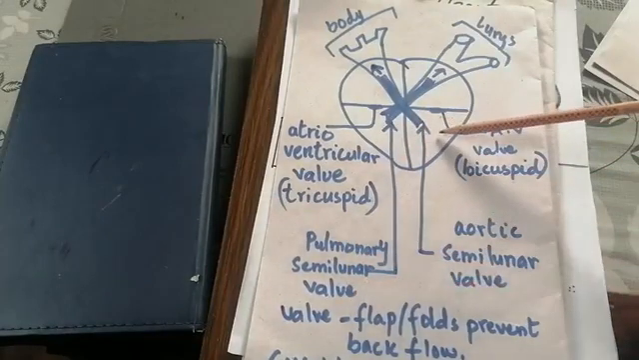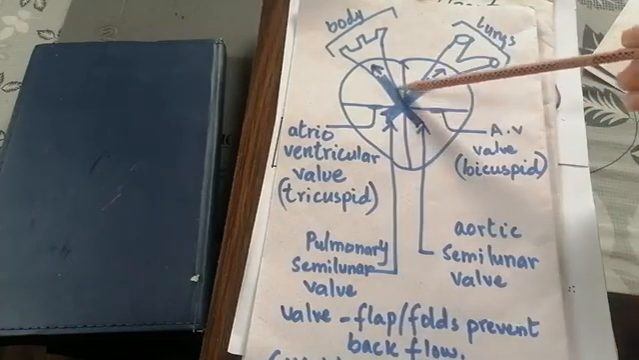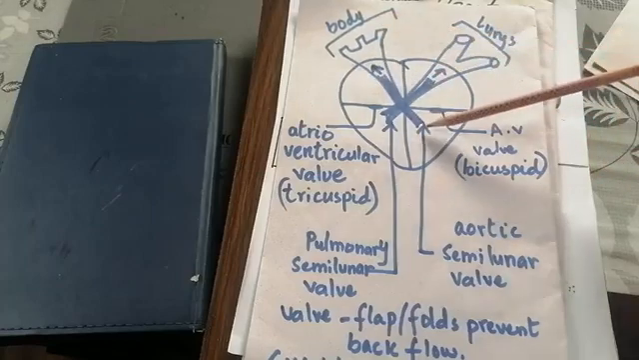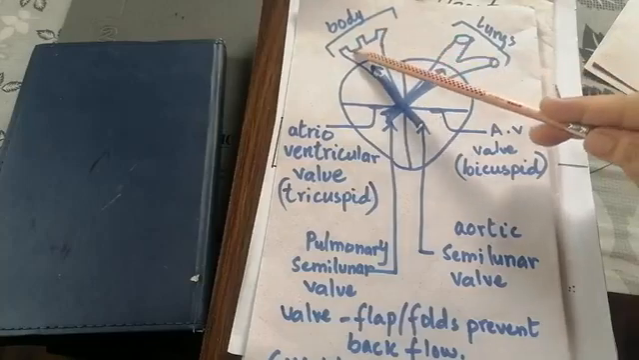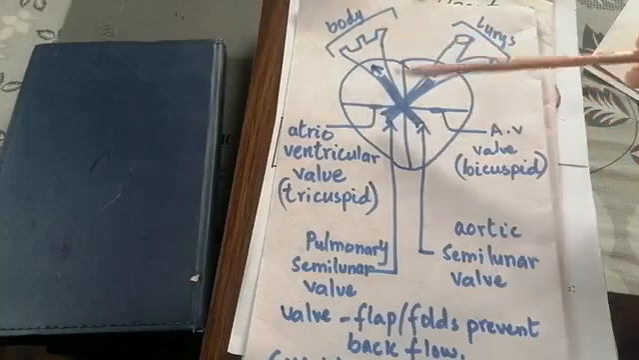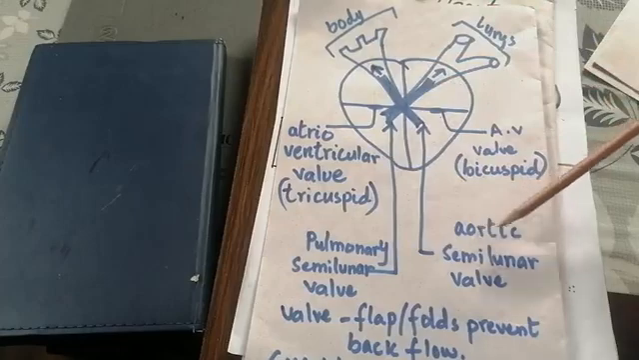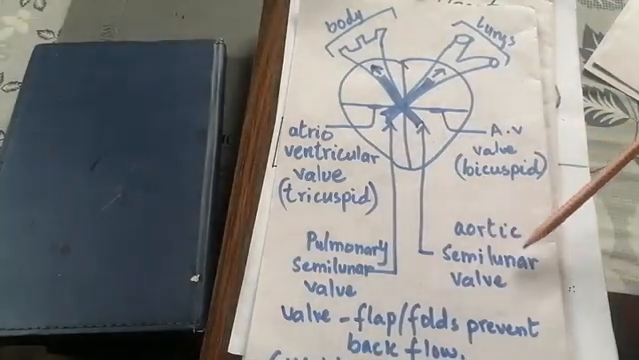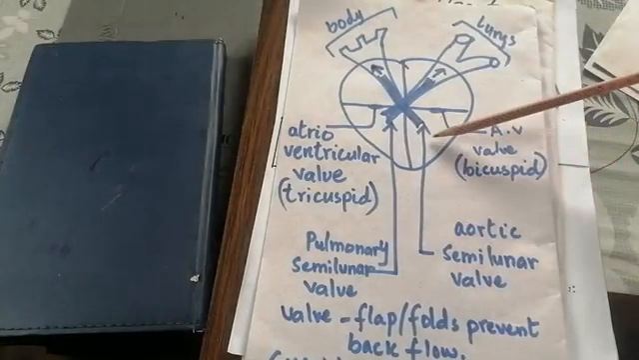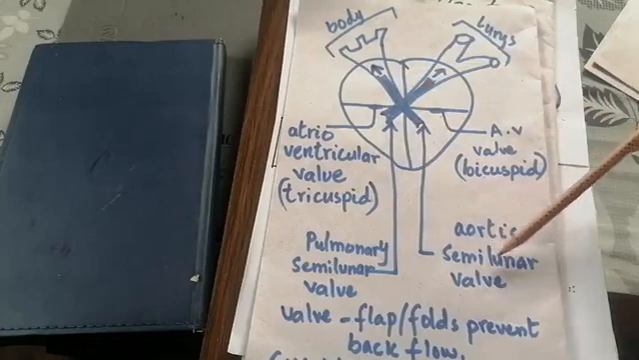And another valve is present between the other ventricle and again there is a trunk. But this trunk carries blood to the body. This is a big vessel known as the aorta. It will again divide into many arteries that carry the blood from the heart to the body. This valve is also half moon in shape, so it is a semilunar valve, but it is present between the ventricle and the aorta. So it is known as the aortic semilunar valve.